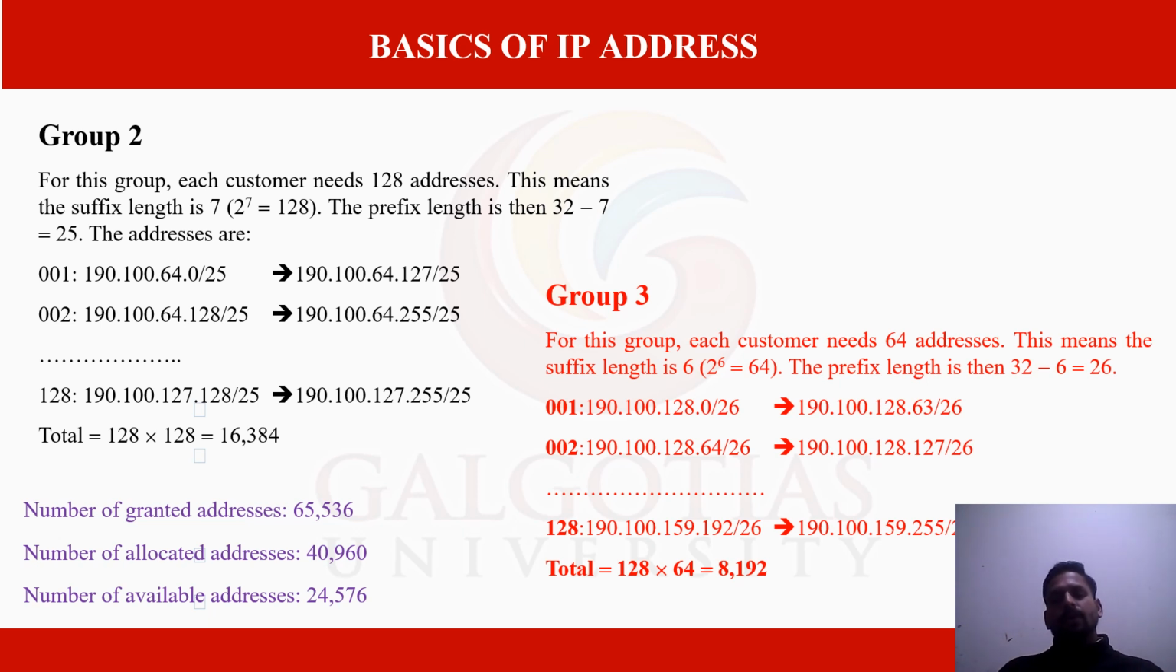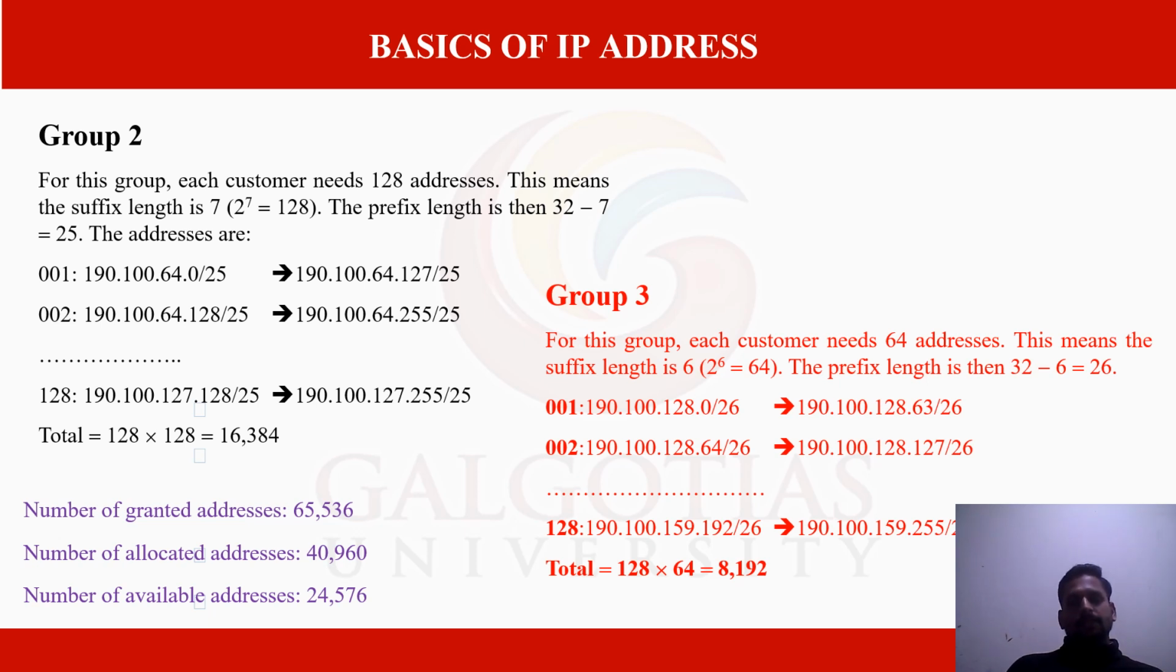Like that it will keep on growing, and finally for the 128th customer, we have the initial address as 190.100.159.192 slash 26, and it will end with 190.100.159.255. Okay, so this is the slash notation, and the total number of IP addresses we have is 128 into 64, so in total we have 8192. Now we need to find out how many addresses we have for these. The number of granted addresses is 65,536, and the number of allocated addresses is 4960.